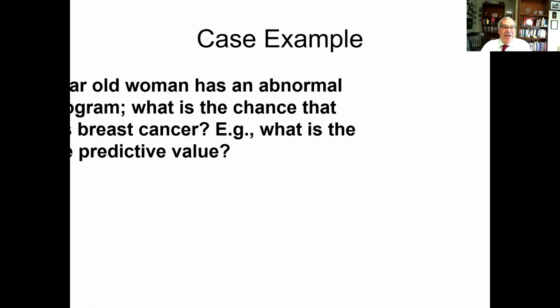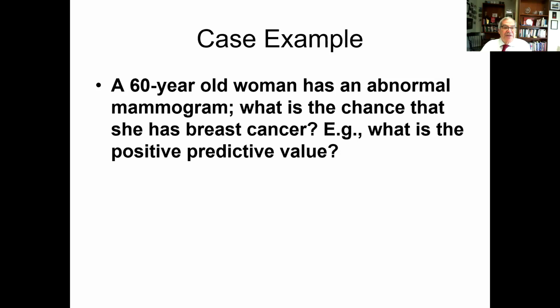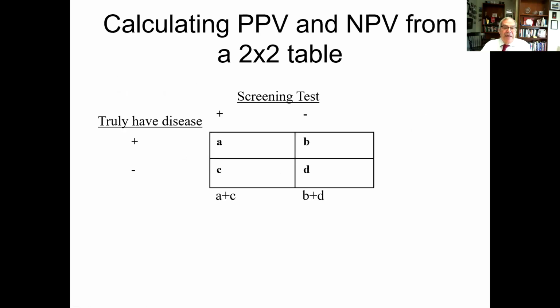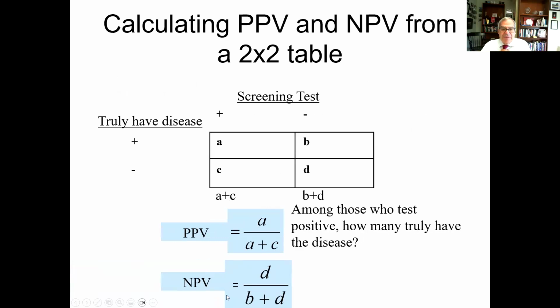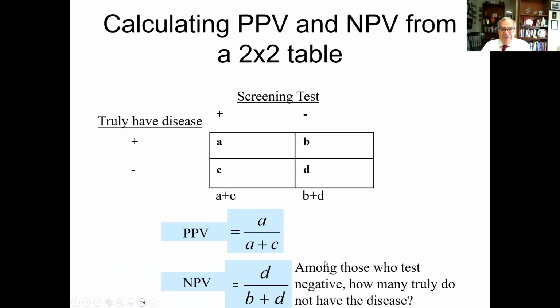So here's our case example. We have a 60-year-old woman who has an abnormal mammogram. What is the chance that she has breast cancer? I.e., we're looking for a positive predictive value. And again, we have our 2x2 table here. And again, reminding you of what our calculation is now for our positive predictive value. Now we're looking for, was the test positive or negative? Again, positive predictive value: among those who test positive, how many will truly have the disease? Negative predictive value: among those who test negative, how many will truly not have the disease?